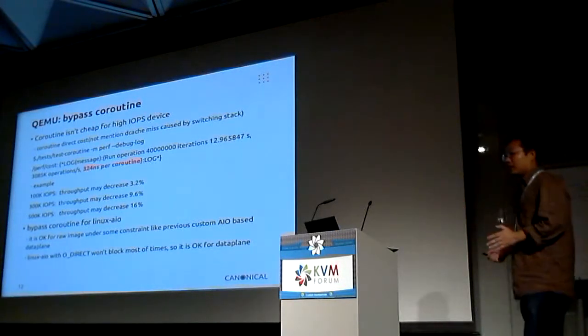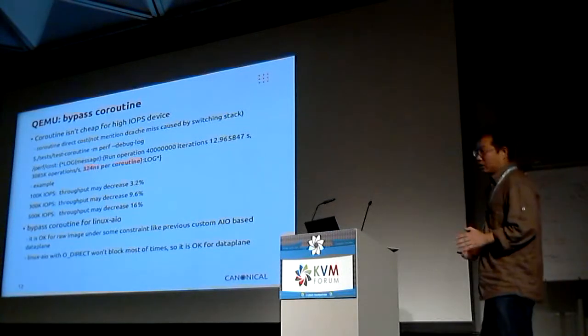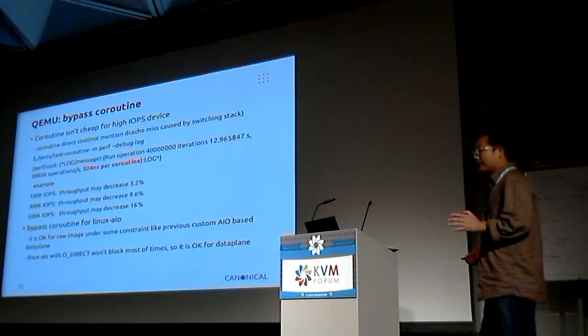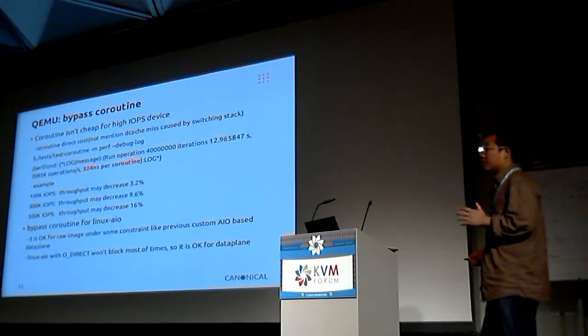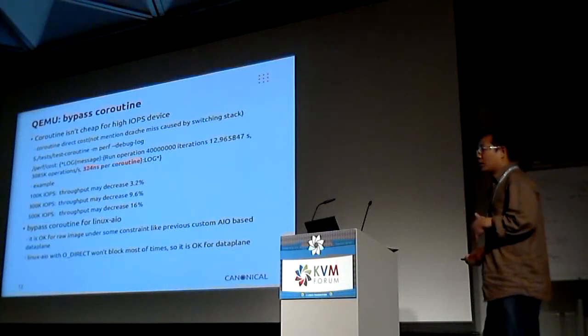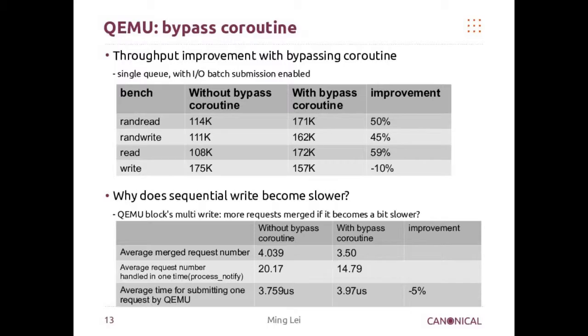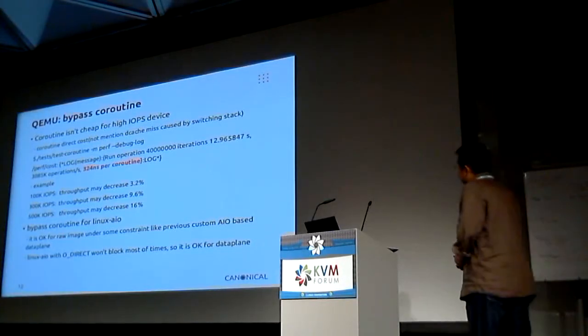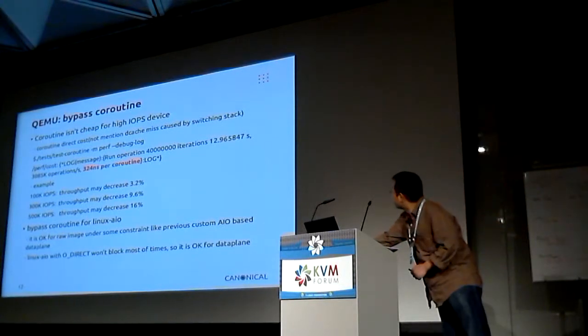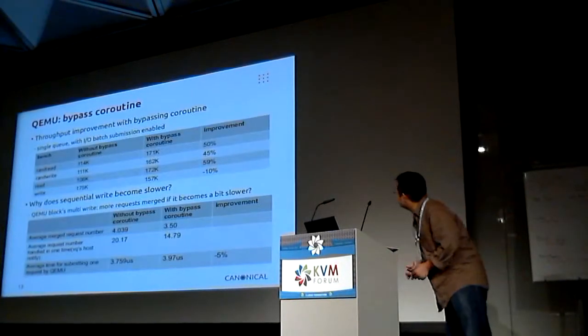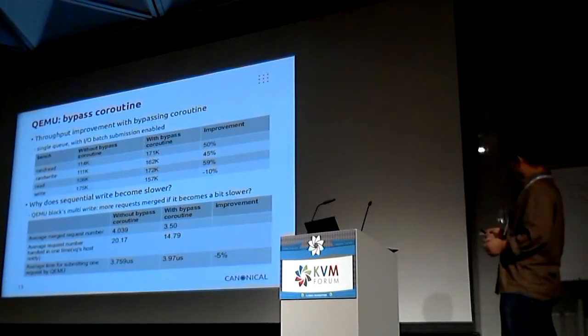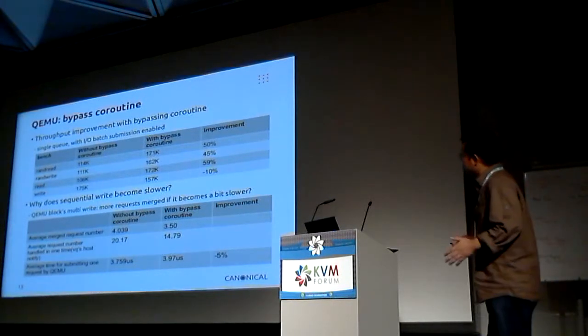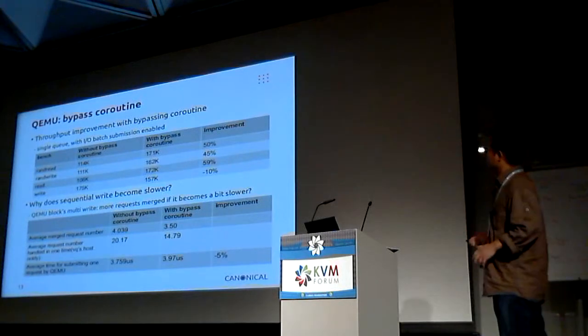The previous virtio-blk dataplane doesn't use coroutine. But it just supports the raw image with some constraints: WCE is disabled, and it doesn't support SCSI. So let's see the throughput improvement with bypass coroutine.